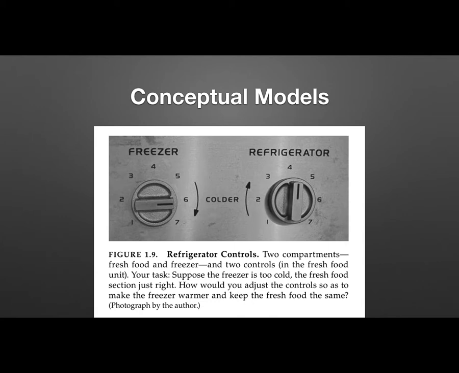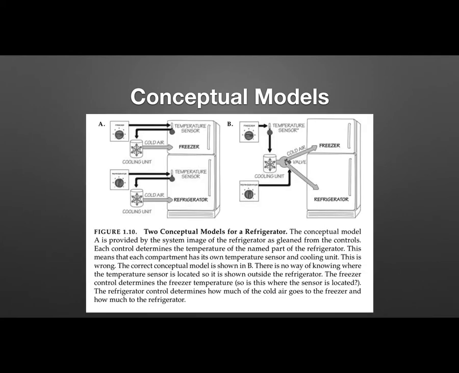So how would you think this would work, just intuitively? Independent, yeah. If I want to change my freezer temperature, I should just be able to turn this knob, and it just changes the freezer, and this stays independent. Turns out in most cases, and still today, this is not how this actually works.